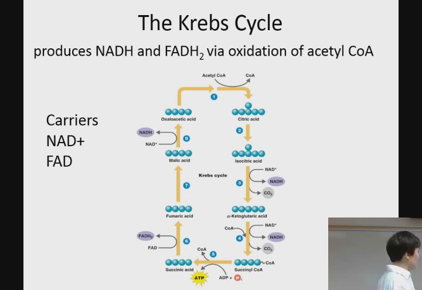So we keep going around the cycle, and at a certain point we make a molecule of ATP. Given that there's no hydrogen ions being pumped anywhere and there's no electron transport chain, what form of ATP generation is this?